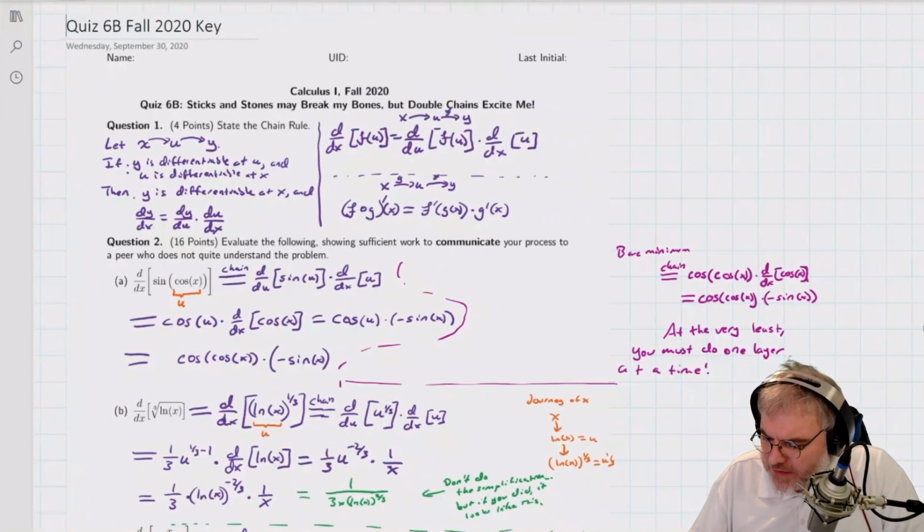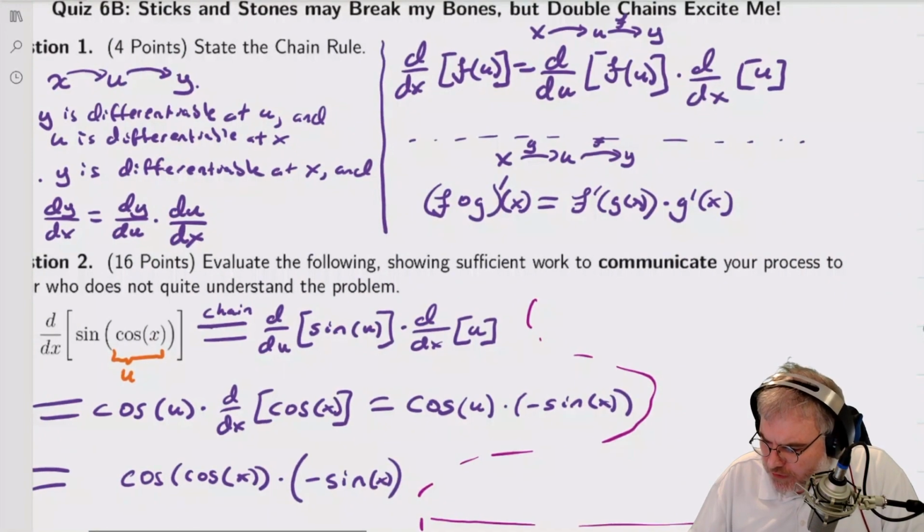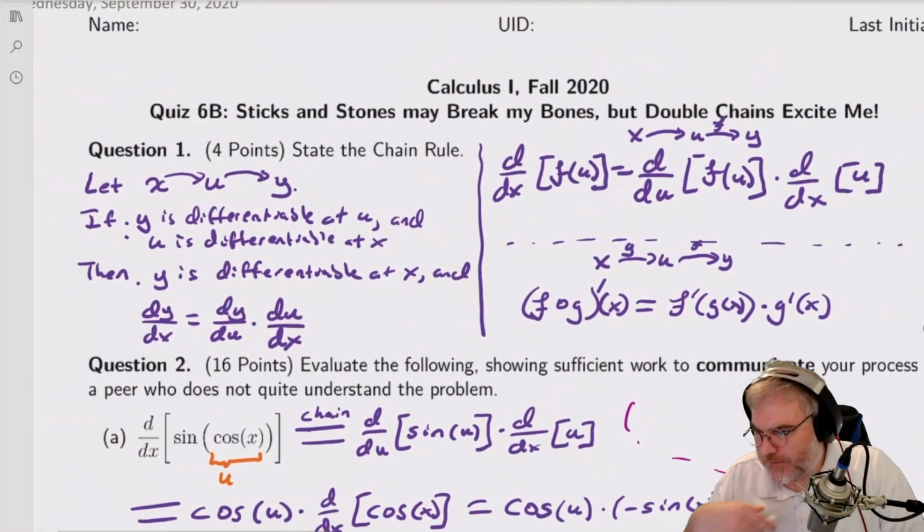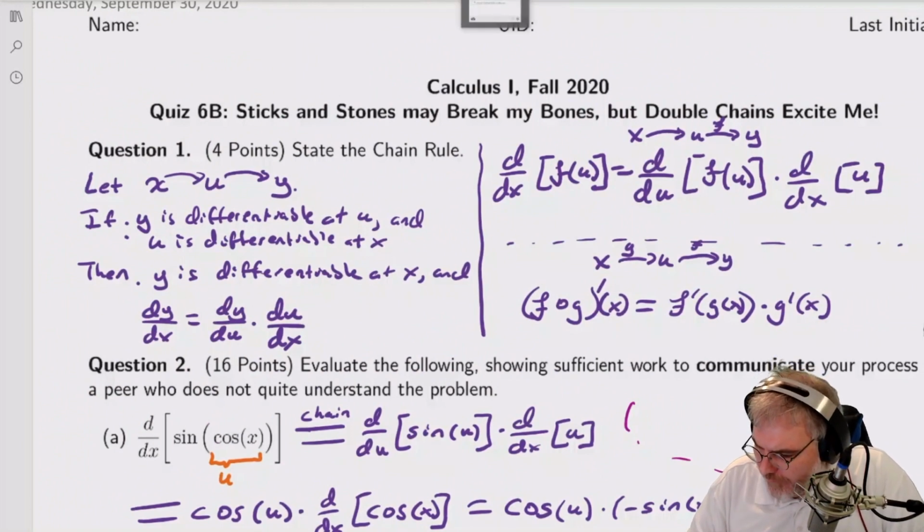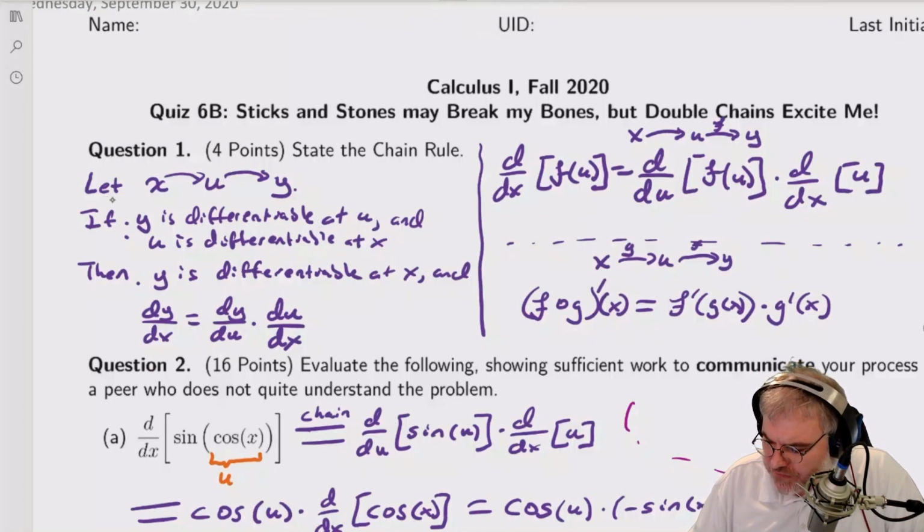All right. Now, this first question, I said this before last, and I already posted the 11 a.m., so you may have seen that already. But the chain rule is one of those things that's harder to state than it actually is to use. So the easiest way I've found to do it is to do the chain.